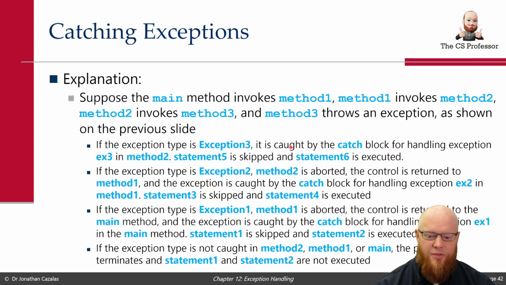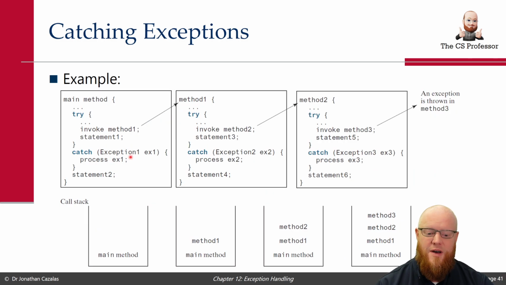So it will be caught by the catch block for handling exception 3 in method 2. Statement 5 was skipped, and we go to statement 6. And of course, we then execute statements 3, 4, 1, and 2. Well, what if what is thrown in method 3 is an exception of type exception 2? And again, these are just generic names, right? It's just a teaching example. What if we throw an exception of type exception 2?